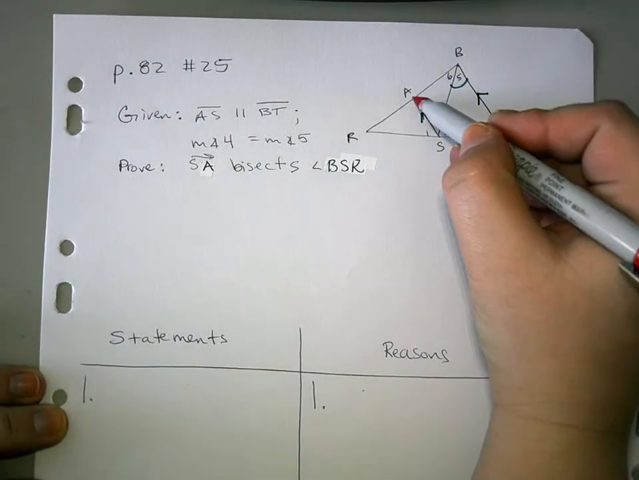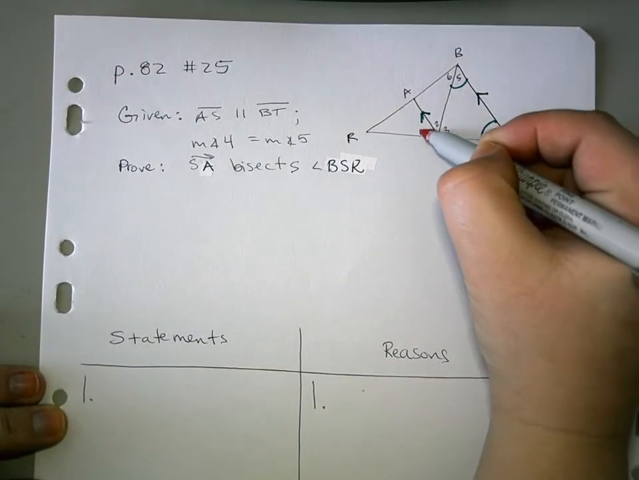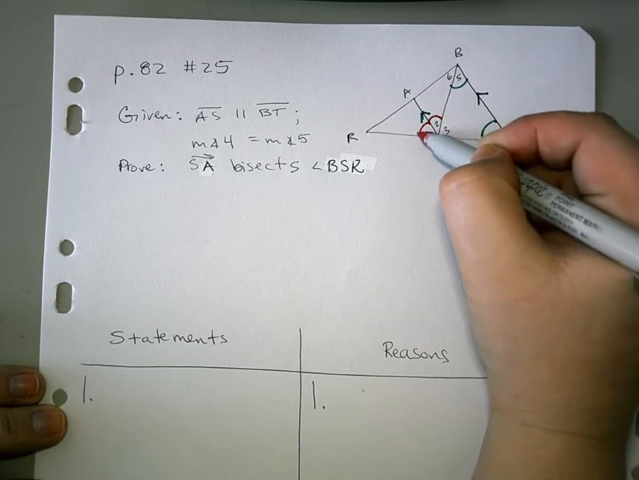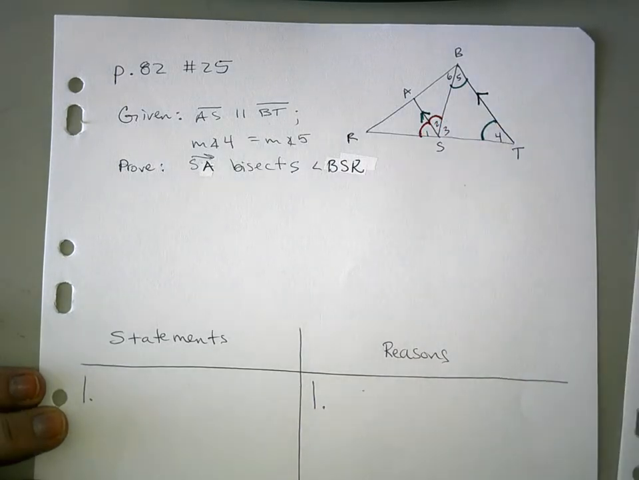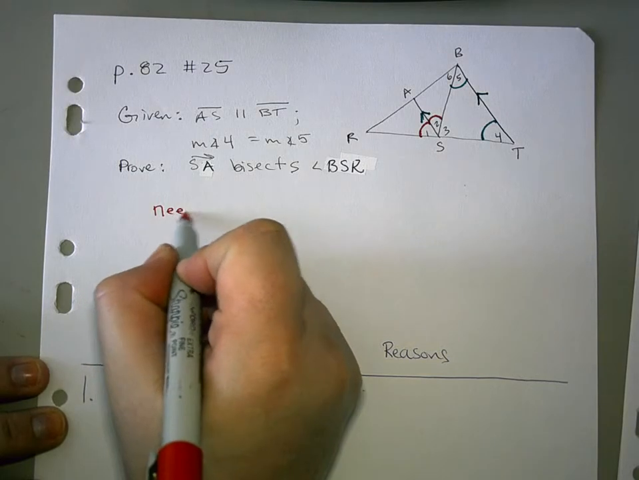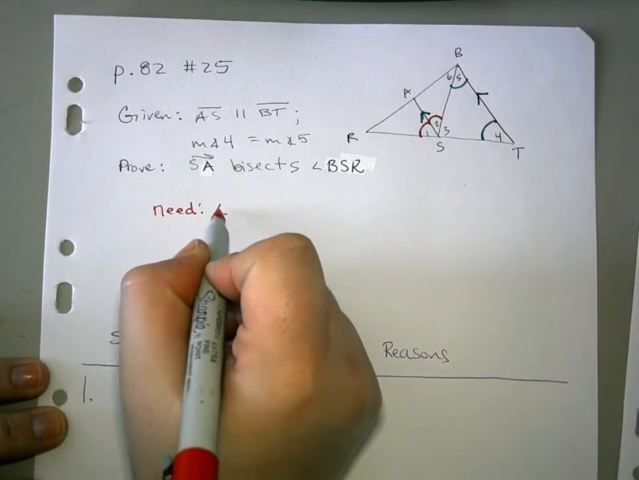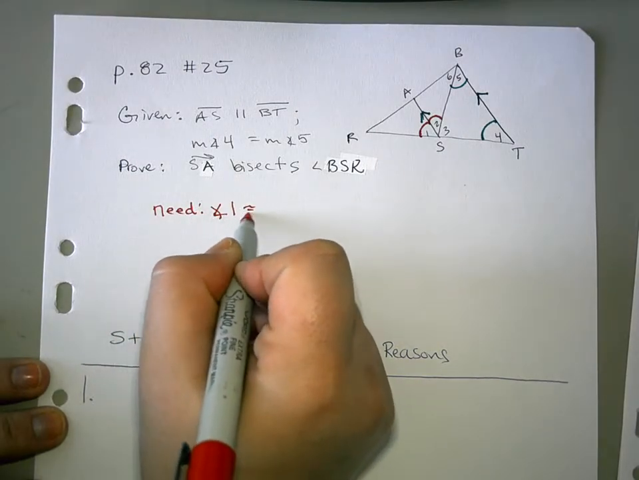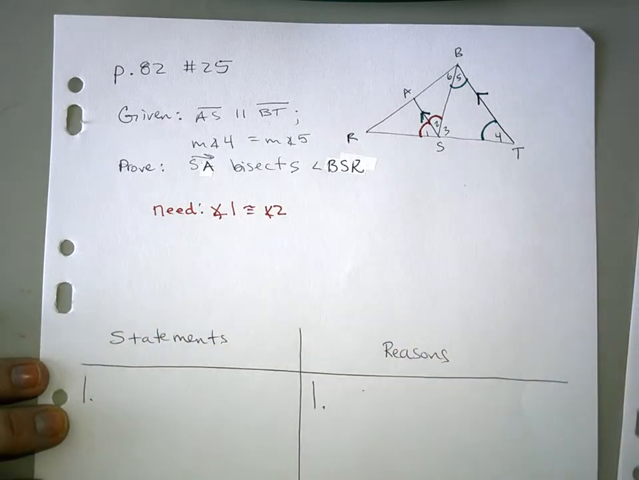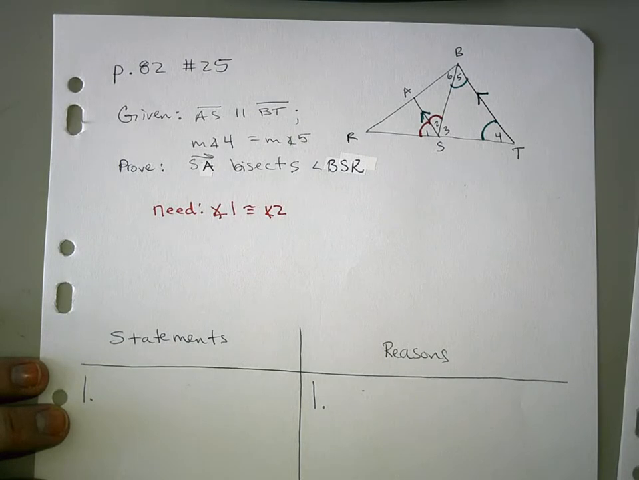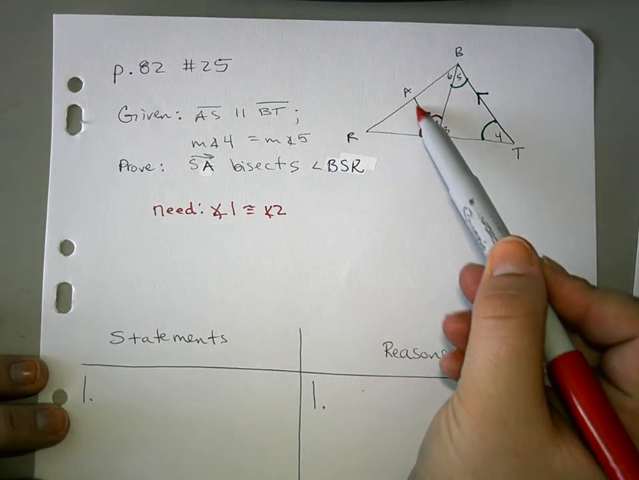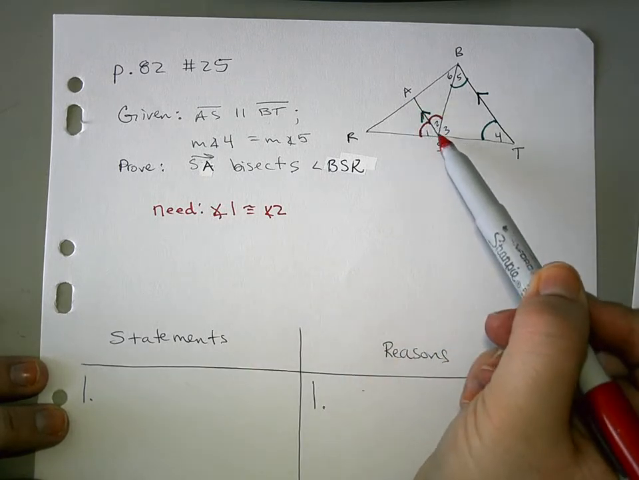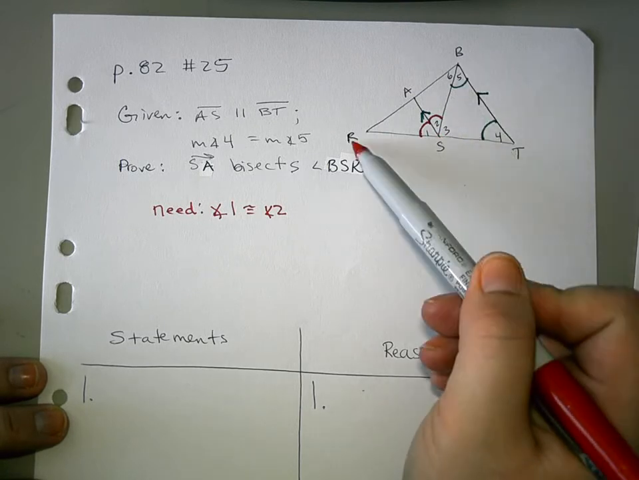So since we want SA to bisect this angle, we need angle 1 and angle 2 to be congruent. So I'm going to write a little reminder that I need to first conclude angle 1 and angle 2 are congruent, and after I prove that, then I'll be able to prove that this ray bisects this angle.